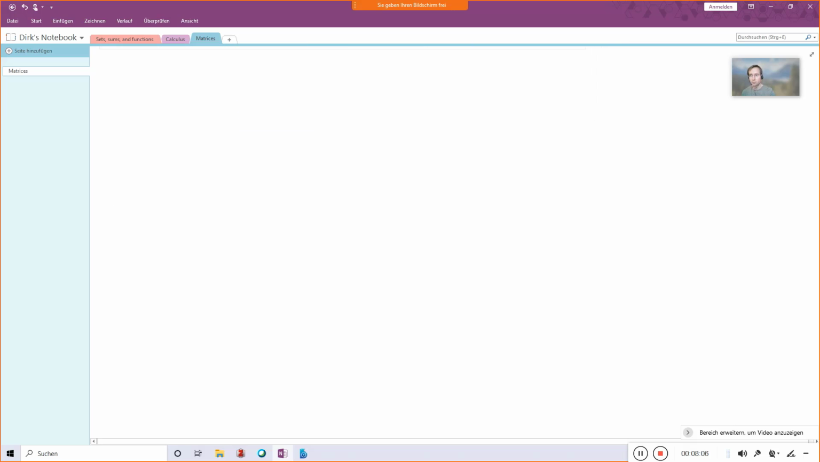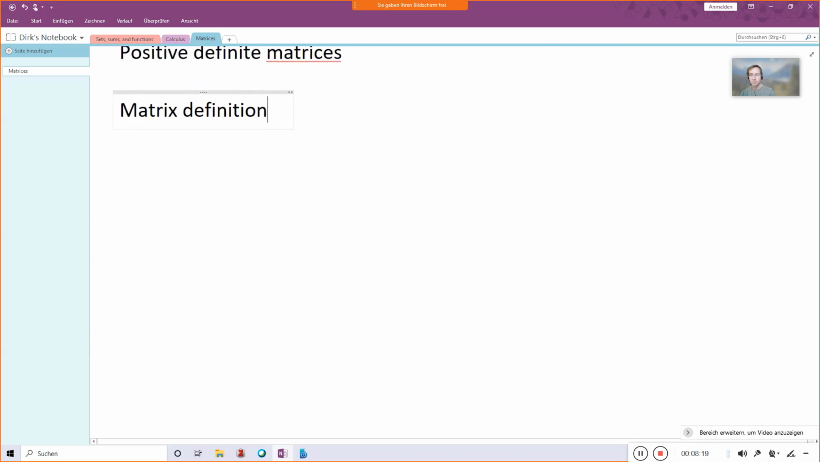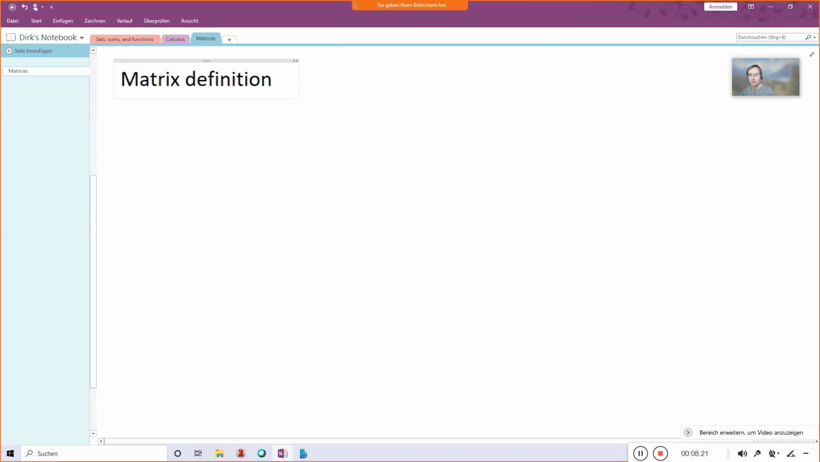Good. So then let's get started, with again realizing that OneNote doesn't allow us to shift everything out of scope. Something needs to stay on screen.